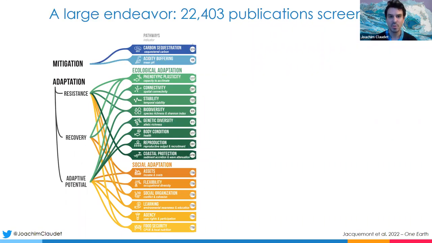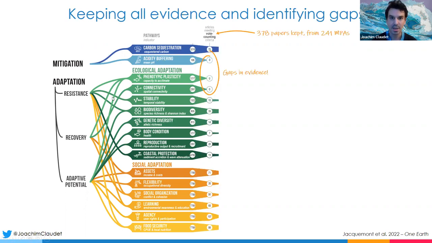And for that, we searched the literature. And once again, Juliette Jacquemont should be praised for that. It was a large endeavor, because we found more than 20,000 papers that were screened, first for title and abstract. And these are the numbers that you can see here. So these are the papers that were screened for each of those pathways.